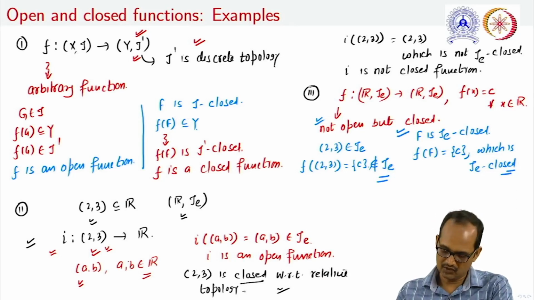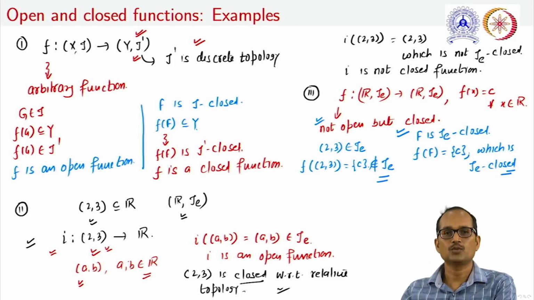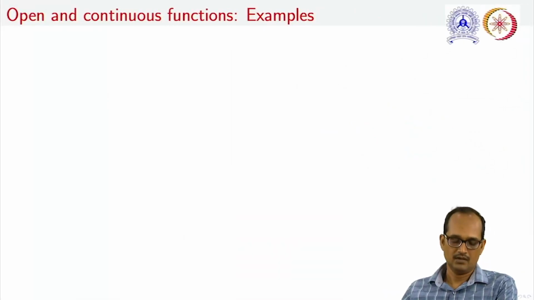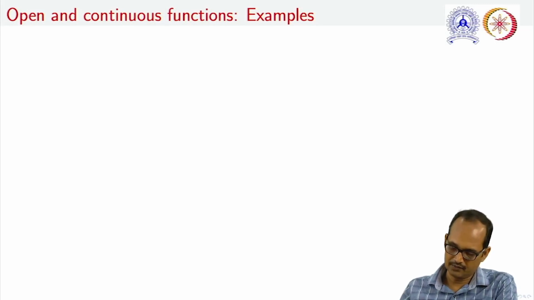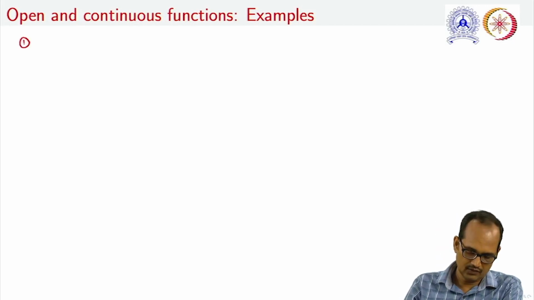So, we have discussed a number of examples, and what we have seen is that a function may be open and closed both. An open function may not be closed, and a closed function may not be open. Moving ahead, let us discuss some examples regarding open as well as continuous functions. What we can show is that we can construct some functions which are open but not continuous, and at the same time one can also construct some functions which are continuous but not open.